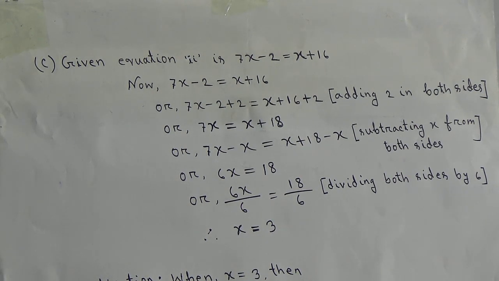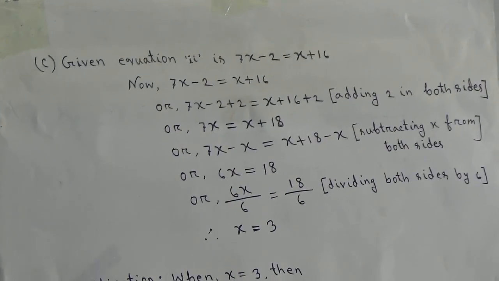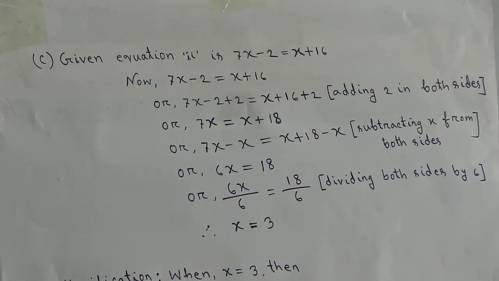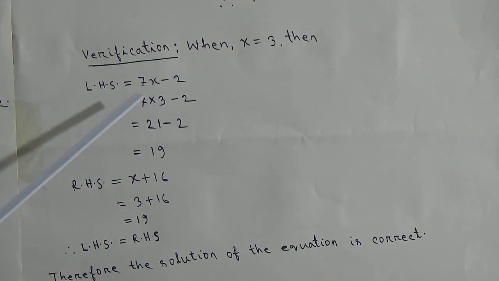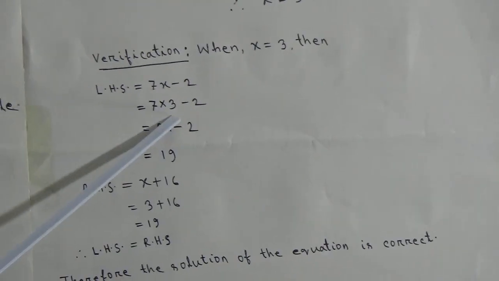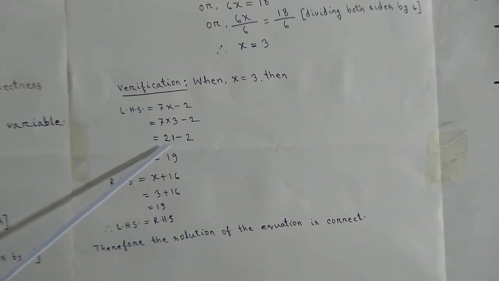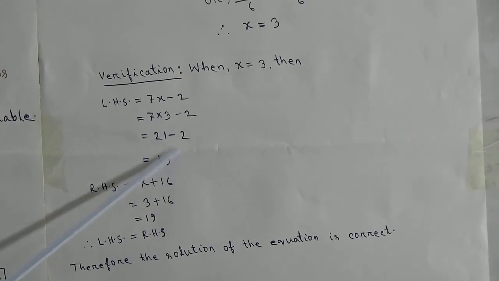Now, we will verify, is it correct or wrong? We put the value of x in both sides, in the left hand side and in the right hand side. If the value of the left hand side and right hand side is the same, then we can say that our solution is correct. Now, at first, the left hand side is equal to 7x minus 2. Now, 7 multiplied by the value of x, which is 3, minus 2. 7 3s are 21, minus 2, and 21 minus 2 is equal to 19. That means the value of the left hand side is 19.